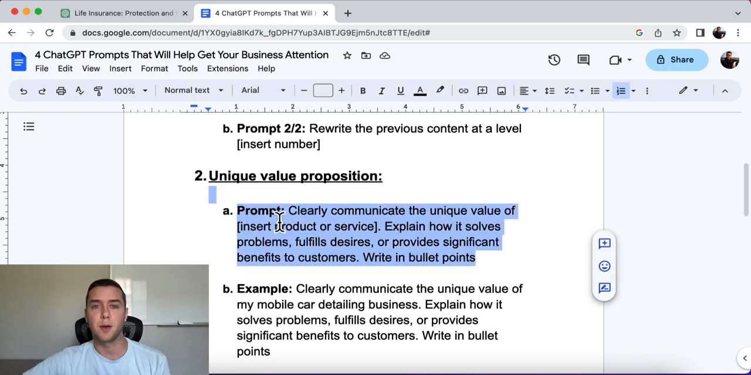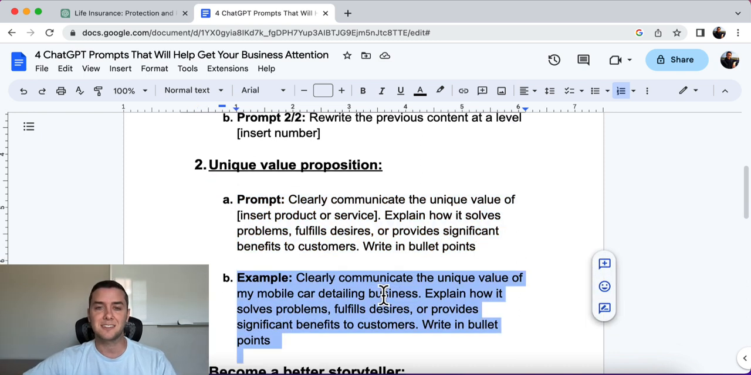So this is the prompt. Clearly communicate the unique value of, insert your product or service, explain how it solves problems, fulfills desires, or provides significant benefits to the customers. Write it in bullet points. I just put that because I don't want this huge paragraph. I just want it to be able to show you guys within bullet points.